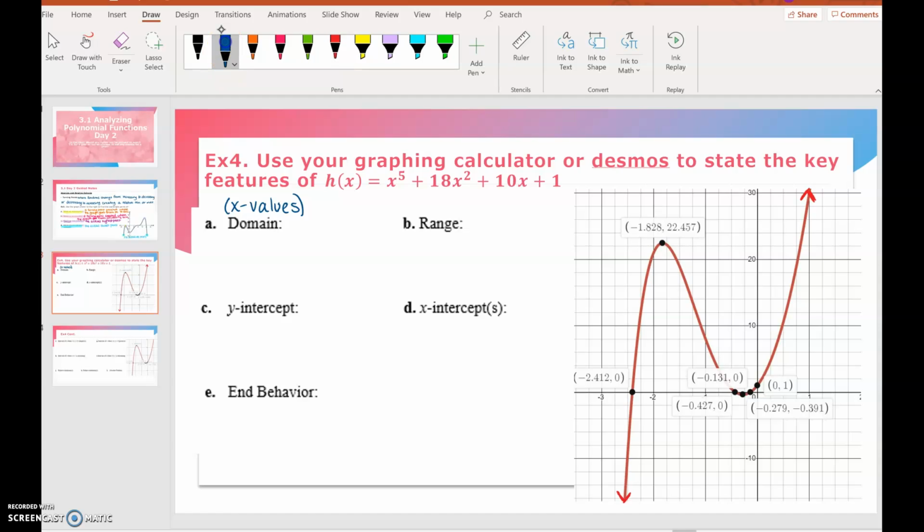So for my x values, all the way to the left, I can go on forever to the left and forever to the right. So we have all real values, and I'm going to write it in interval notation. Remember, interval notation is from smallest to greatest, and then we can have the hard brackets or the soft brackets. The range would be our y value.